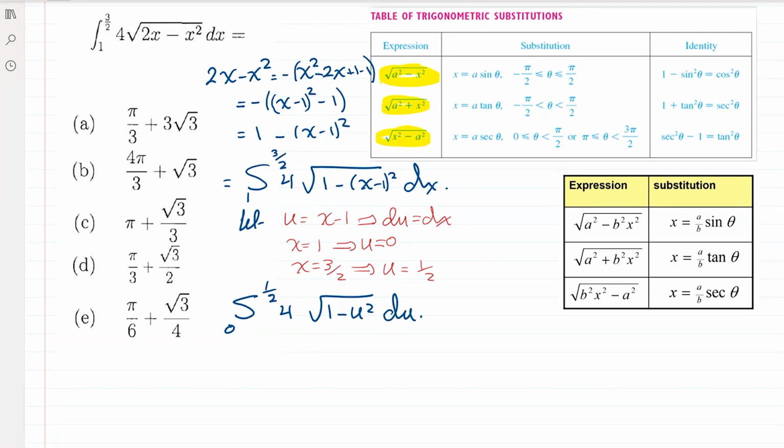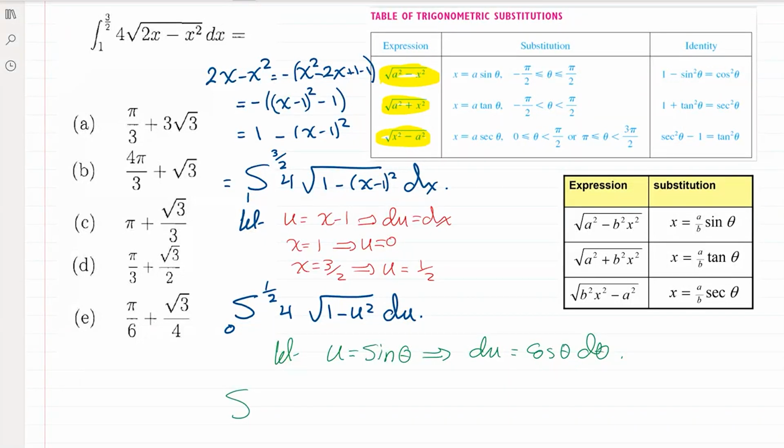And this is in what format? What substitution should I use? Yeah, sine. So let u here have a trigonometric substitution. Let u equal sine theta. du will be cosine theta d theta. And you see that here under the root.